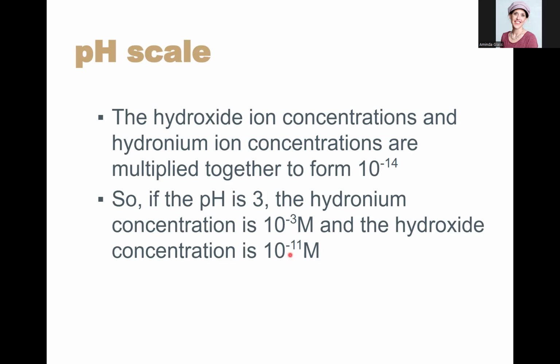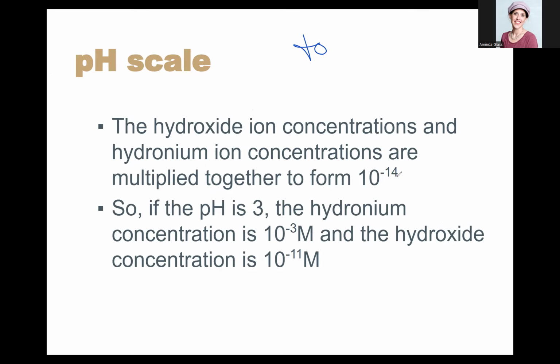Together, that is 10 to the negative 14th, because whenever you are multiplying exponents, they're added together. When you're dividing exponents, they're subtracted. The total of pH and pOH, remember, always has to be 14.